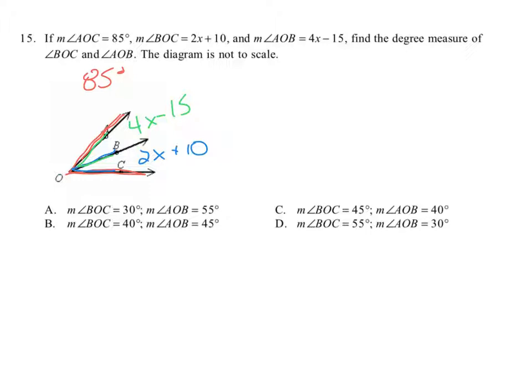We're going to say, let's see, we'll say that 4x minus 15 plus 2x plus 10 is equal to 85.